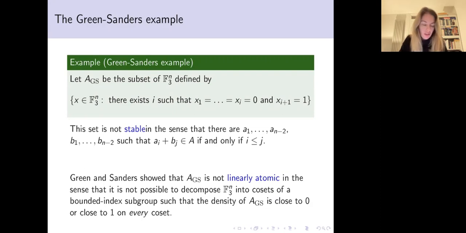They actually show something much stronger, namely that the set is not uniform in the sense we discussed before on every positive dimensional subspace. But this is the property of this example that I want to draw your attention to. So you cannot describe it by a decomposition of F_3^n into cosets of a bounded index subgroup.